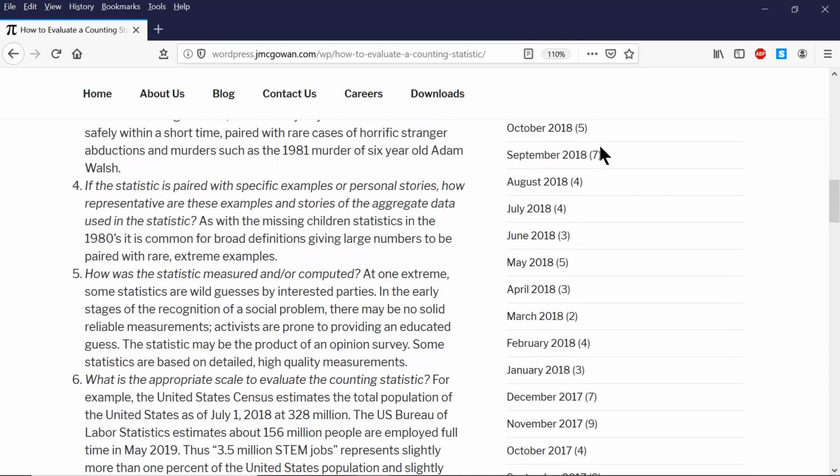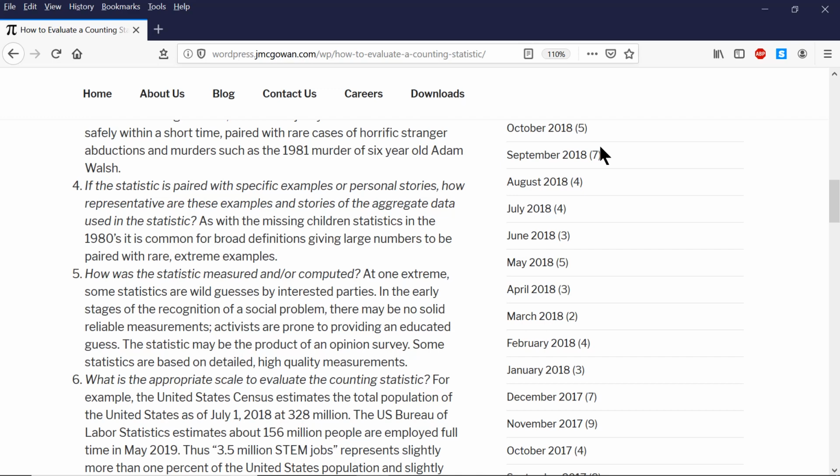So in many cases, you have a broad definition of the item being measured, the problem, if you will, which includes a lot of situations that we wouldn't be too worried about or aren't that extreme. It's combined with extreme, rare, and often horrific examples like in the missing children cases. It's really important to know if the story that you're getting is really representative of the data used to produce that statistic. It can be very inconsistent, actually.